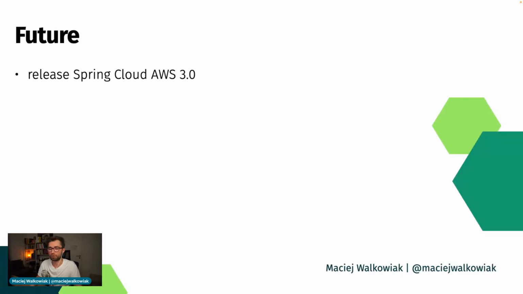So what does the future hold? First of all, we talked this whole presentation about Spring Cloud AWS 3.0, but in fact, this is not yet released. The release candidate 1 is released, but we haven't released the GA yet. This is going to happen relatively soon. Today we had a short team discussion and concluded that we are quite ready for a GA.